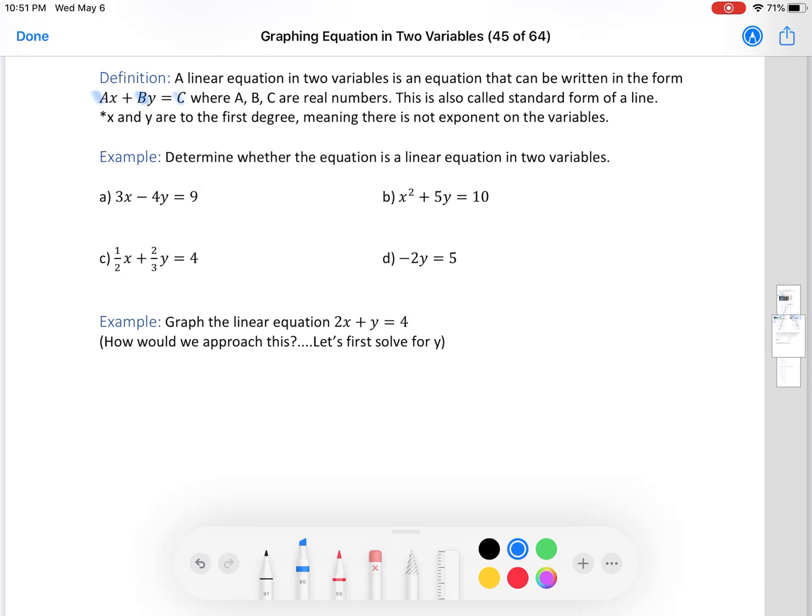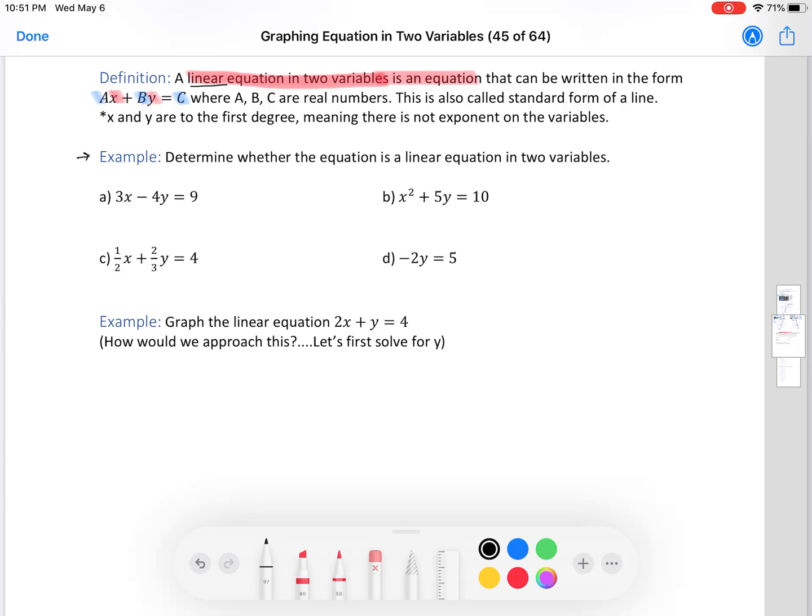Alright, so it's saying that a, b, and c can be numbers. So our only variables are x and y. A linear equation in two variables is an equation that has two variables, x and y. Now when x and y are to the first degree, it creates a line, hence linear equation. If you decide to go into college algebra, you'll graph a lot more equations. Not all of them are lines. Not all of them are linear.